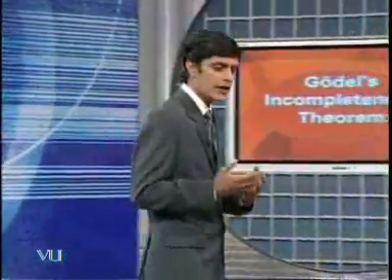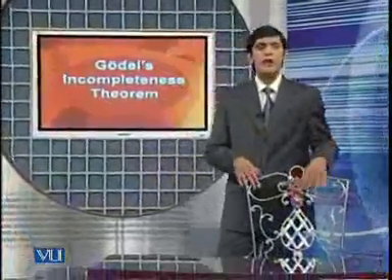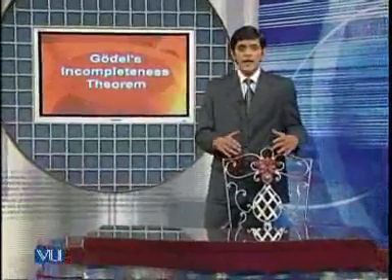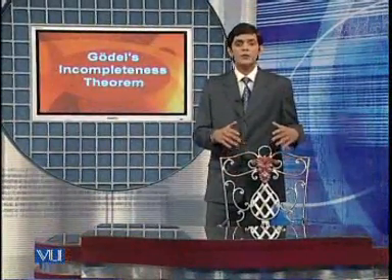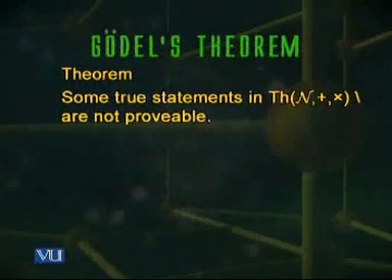What we are now going to prove is a version of Gödel's theorem which says that there are some statements which are not provable. This is very important. What we can do is find some statements that are not provable. Let's look at a formal proof of this statement that there are statements which are not provable. Some true statements in number theory are not provable.